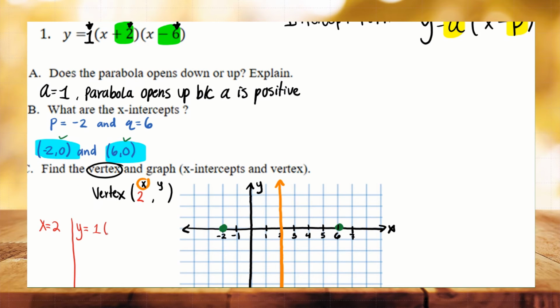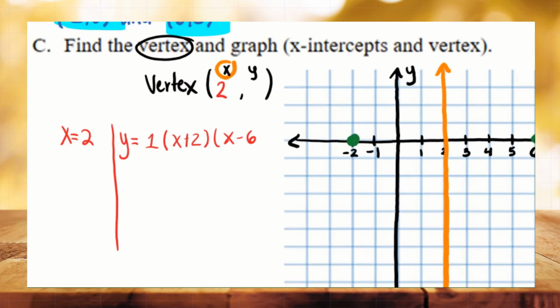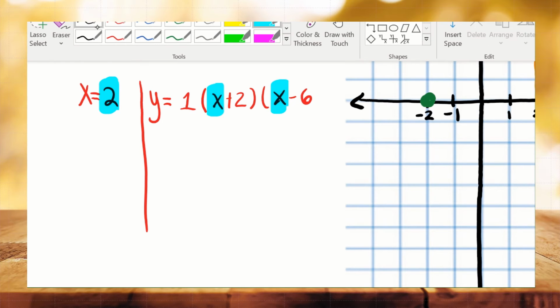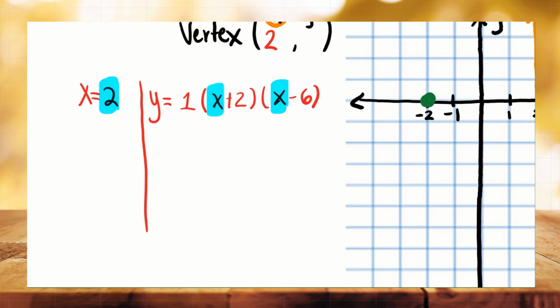Now that we have our x-coordinate, the question is, how do we find the y? We find it by using the equation, meaning everywhere we see x in our equation, we replace it with the x value of our vertex. In these two places where you see x in your problem, we'll replace it with +2.